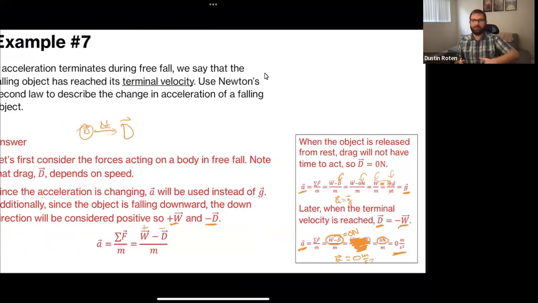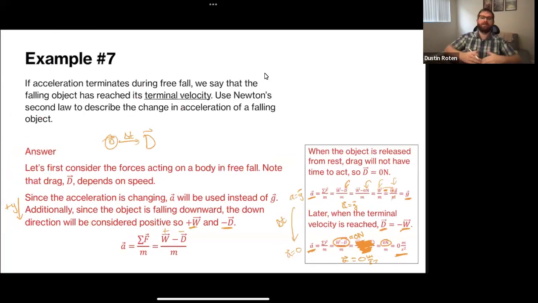And of course, that's after some time passes. So we literally go from a equals g to a equals 0 over time, right? Some delta t. And that's how you can actually use Newton's law to analyze these situations over time. So we will stop there. And the next time we will talk about Newton's third law.